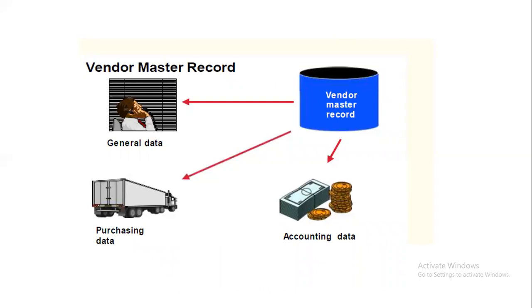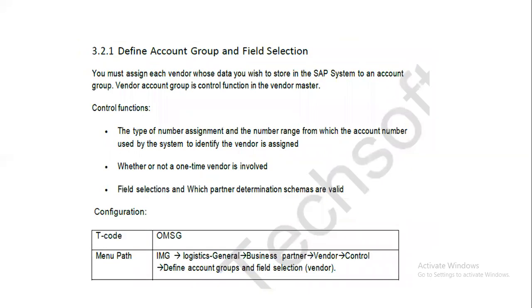General data is maintained at client level and it is valid for all organizational levels. Purchasing data is maintained at purchasing organization level. Accounting data is maintained at company code level and it is valid for all plants belonging to that company. So this is a vendor master record.